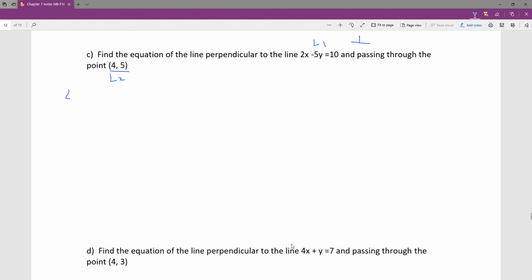So we're going to start with information about line 1, or the equation of line 1, because that's how we're going to get our first piece of information. We're going to try and determine the slope of line 1, because then we know that the slope of line 2 is perpendicular to that. So that's that upside down opposite. So starting with the equation for line 1, I'm going to put it in slope-intercept form so that I can figure out what the slope is.